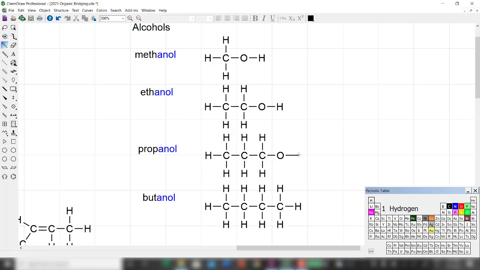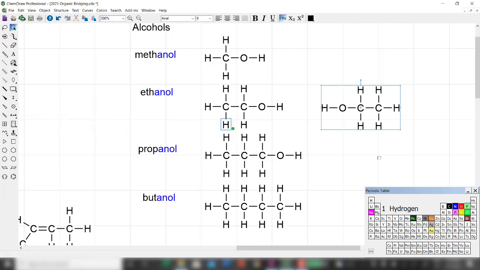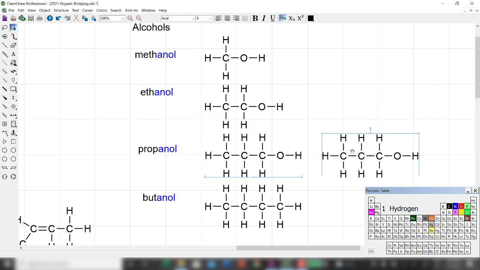Okay, but those of you who are sharp enough, you realize that from propanol onwards, I can decide where the position of OH is. Because for ethanol, whether it is here or at the other side, if I just flip it, it's actually the same thing because the OH is on the first carbon. Same as propanol. But for propanol, if I put the OH right in the middle, it's actually different. So that is where isomers exist.